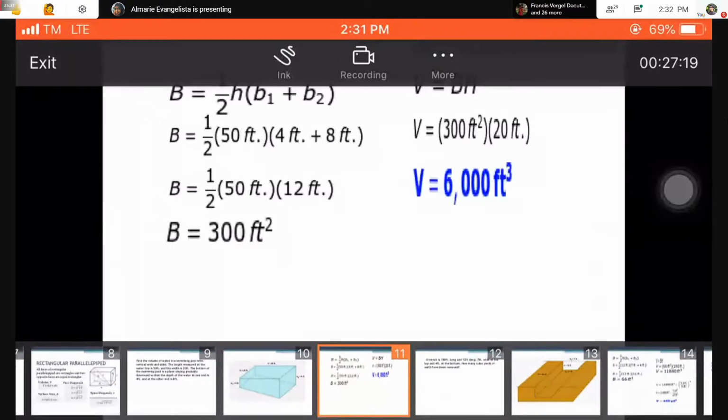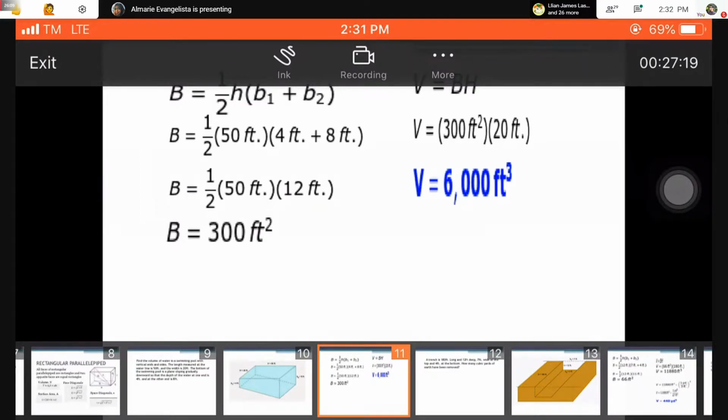So, since nakuha na natin yung area ng base or area ng trapezoid, kukunin naman natin yung volume ng water. Ang nakuha nating sagot is 300 square feet. And ang binigay na height ng mismong swimming pool is 20 feet. So, ang magiging volume ng water is 6,000 cubic feet.